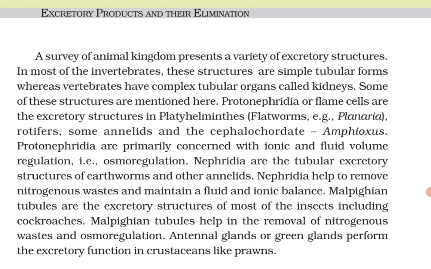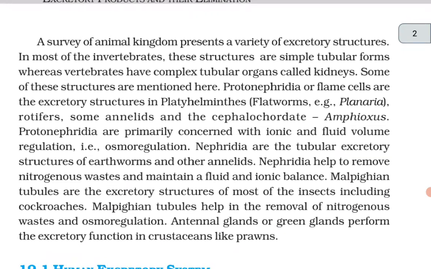Some of these structures are mentioned here. Protonephridia or flame cells are the excretory structures in platyhelminths, flatworms, example planaria, rotifers, some annelids and the cephalochordate amphioxus. Protonephridia are primarily concerned with ionic and fluid volume regulation, that is osmoregulation. Nephridia are the tubular excretory structures of the earthworms and other annelids. Nephridia help to remove nitrogenous waste and maintain a fluid and ionic balance.